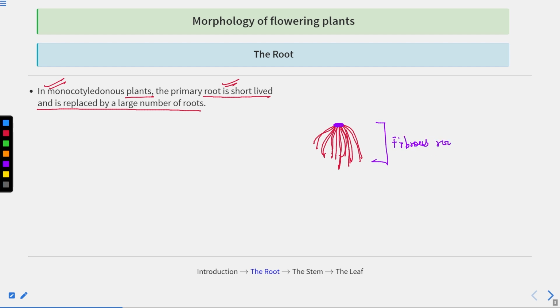So we can see two types of root system: the tap root system and the fibrous root system. Monocotyledonous plants have the fibrous root system, whereas dicotyledonous plants have the tap root system. This is a very important feature distinguishing dicot and monocot plants.